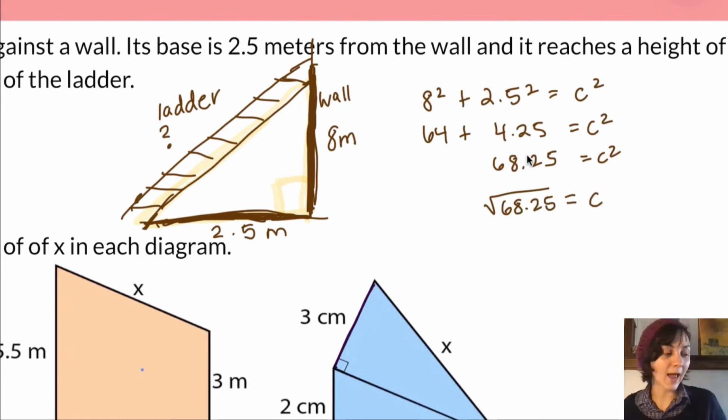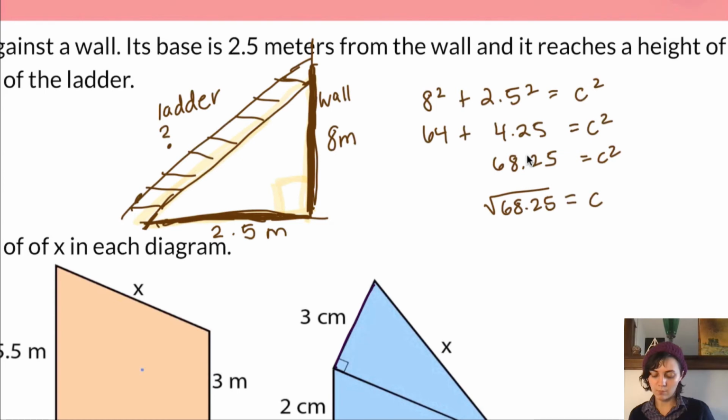Okay, this is what I got. And if you're really dying, like if you look at this and you're like, I don't know what the square root of 68.25 means, since there's already a decimal in there, you can put it in a calculator and get an approximation. So I'll do that just to show you what this might look like.